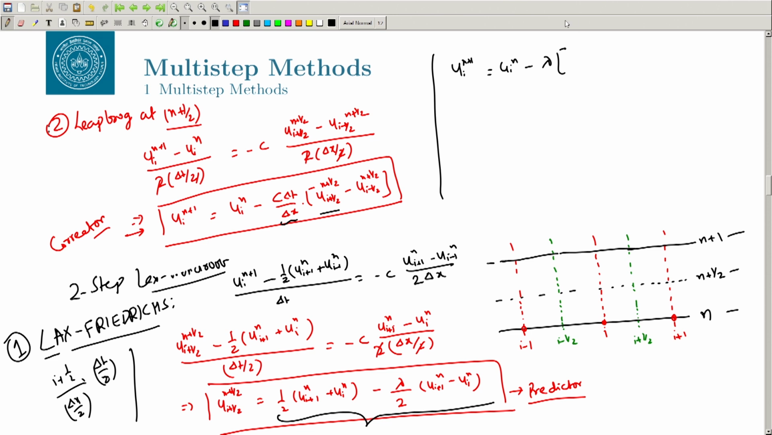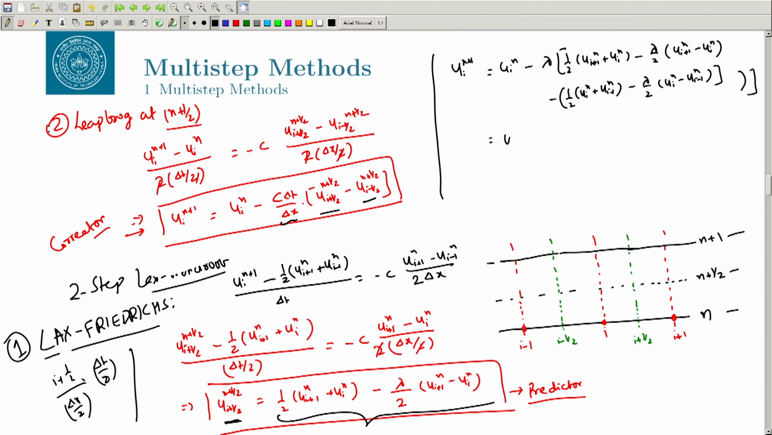Okay, so the value will be half (u_(i+1)^n + u_i^n) minus lambda by 2 (u_(i+1)^n - u_i^n), right. This is the value of u_(i+1/2). Now, do it for u_(i-1/2). Use the bracket here, and for u_(i-1/2), the nodes participating will be i minus 1 and i, right. So, this is half (u_i^n + u_(i-1)^n) minus lambda by 2 (u_i^n - u_(i-1)^n), right. So, this is your second term.